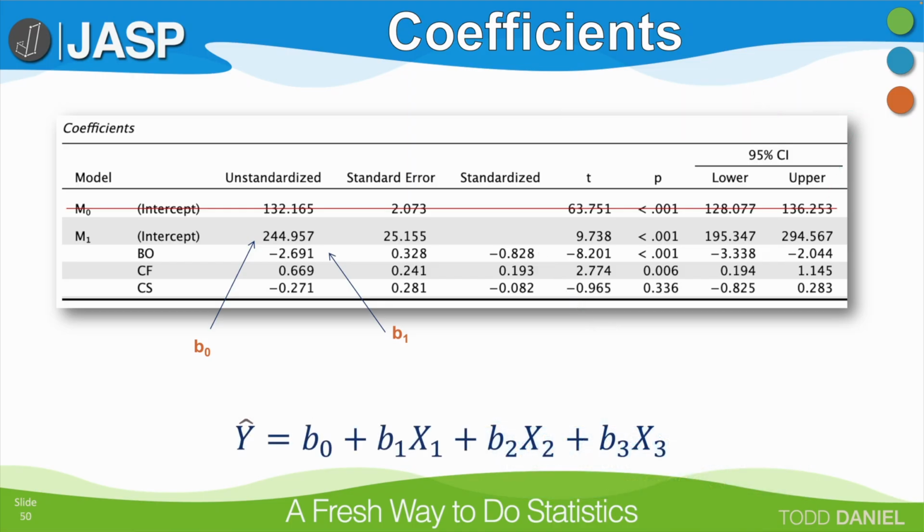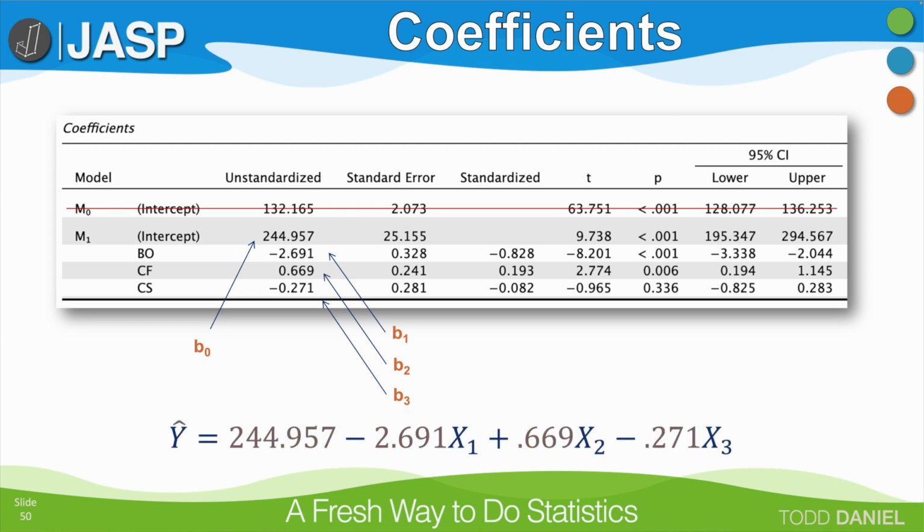Going back to the model that we're creating, we're going to plug in our B sub 0 from that intercept, 244.957. Our beta, or rather B sub 1, is a negative 2.691. B2 is the 669, and the B3 is negative 0.071. This is the raw form of our predictive model, and when we fill in the coefficients that we pull from our table, it's going to look like this.